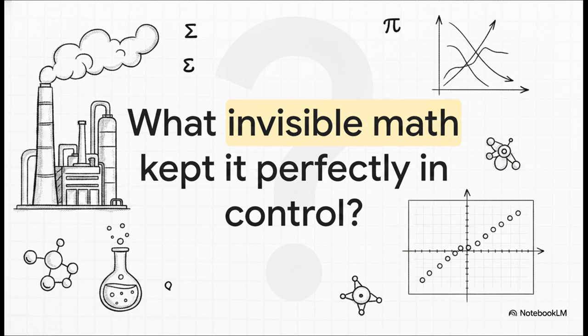From significant figures to Le Chatelier's principle, right through to statistical control charts, a modern chemical plant is just a masterpiece of applied science. So I'm going to leave you with this final thought. The next time you pick up a manufactured product, whether it's a plastic water bottle, a refined fuel, or a purified medication, ask yourself, what invisible, high-stakes mastery of math and chemistry was required to keep it perfectly in control?